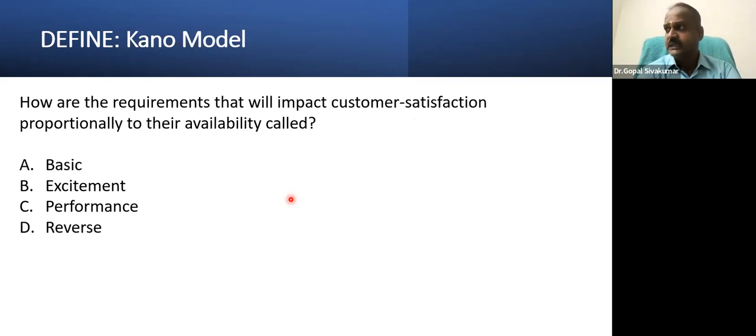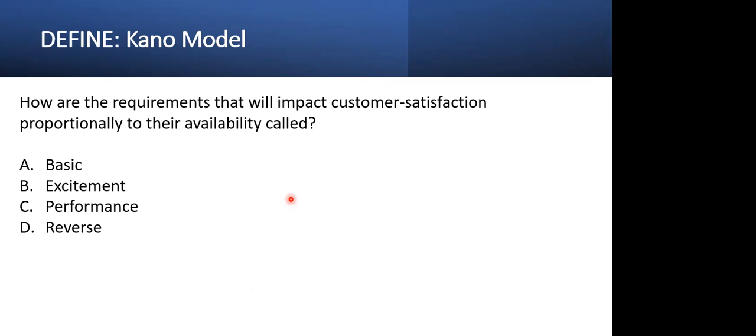Which requirements will impact customer satisfaction proportionally to their availability? That means if you perform well, satisfaction will go up. If you perform badly, satisfaction will come down. I think this is a question from the Kano model. If that was taught, you might know. It was discussed, right? Performance, very good.